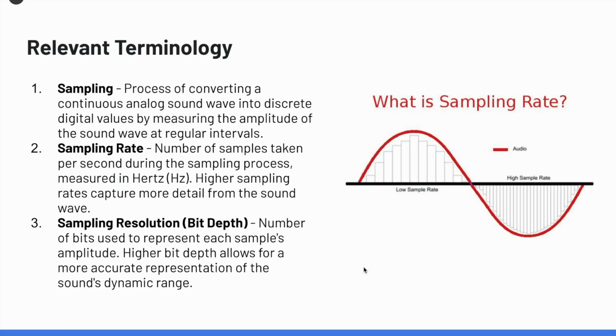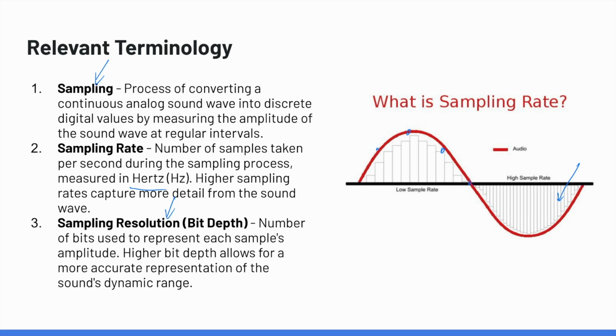You hear the music in the correct order. Now here's some important terminology in order for us to be able to understand this process and describe it. So first we have sampling, and that's the process of converting sound waves into discrete digital values by measuring amplitudes. The sampling rate is the number of samples taken per second, measured in hertz. If we have higher sampling rates like this, we can represent audio in more detail.